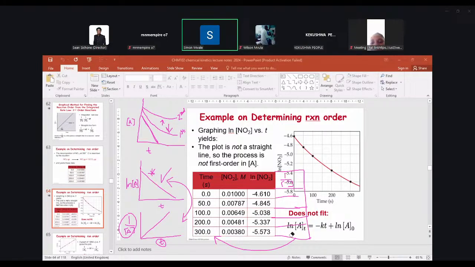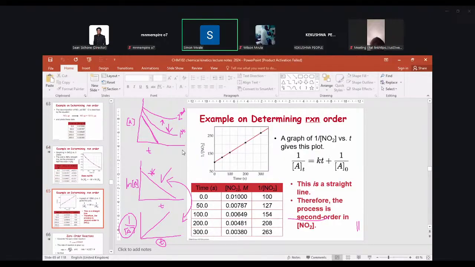Okay, so this was also done. We are saying this graph does not fit first order. We are saying this graph does not fit the first order integrated rate law. So we have to try it for the second order. So for the second order now, this is what we have here. So I've calculated the 1 over the concentrations. These are the values here. You can see them here.